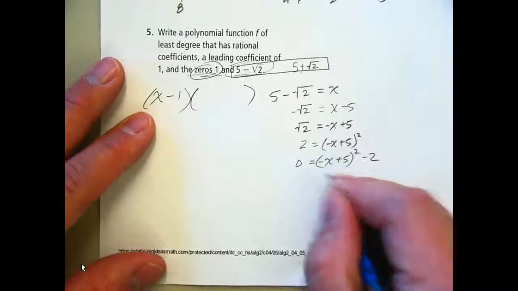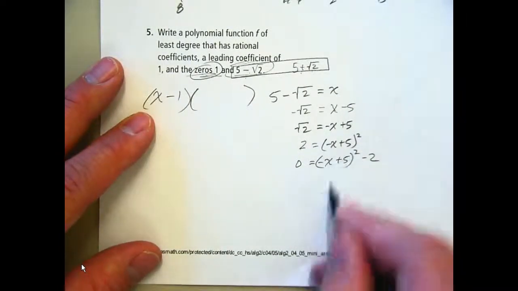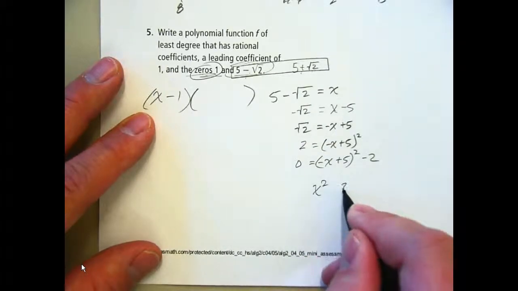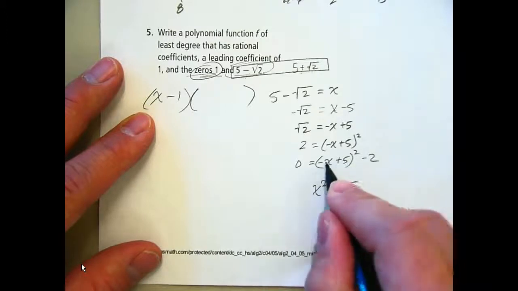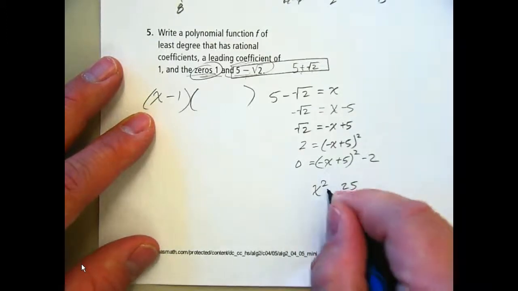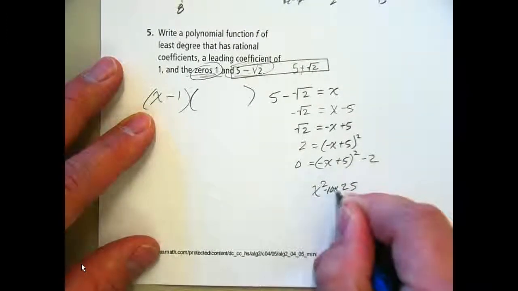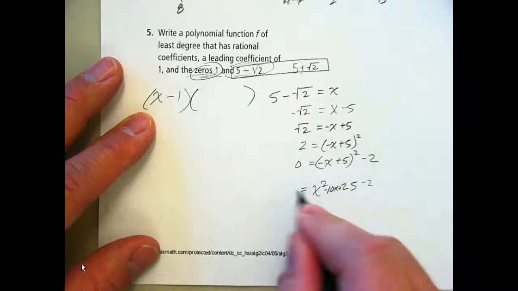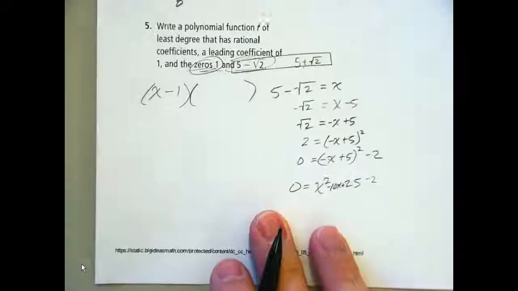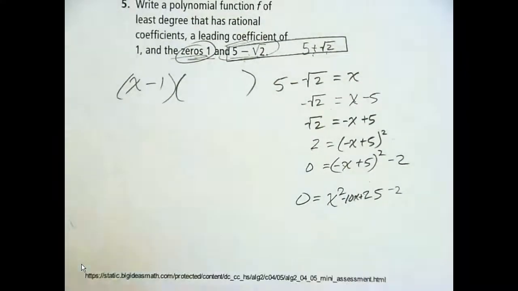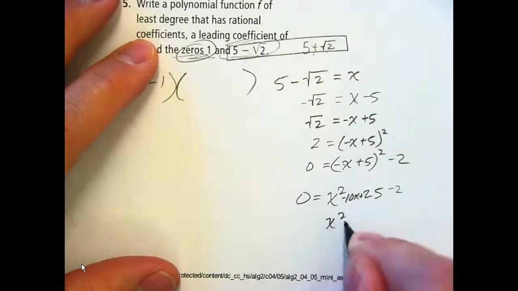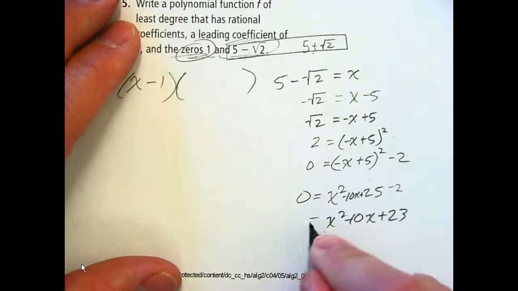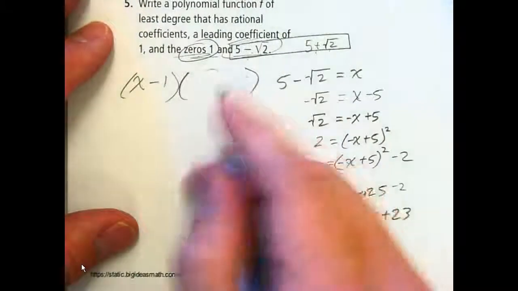So this, when I square this, negative x squared is x squared. 5 squared is 25, and then this times this doubled is negative 10x. So we get negative 10x plus 25 minus 2, which is x squared minus 10x plus 23. Okay, that equals 0. That's what's in here.